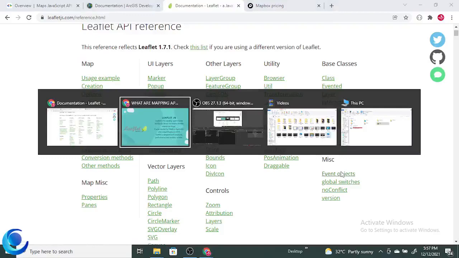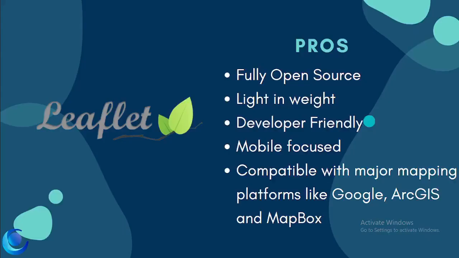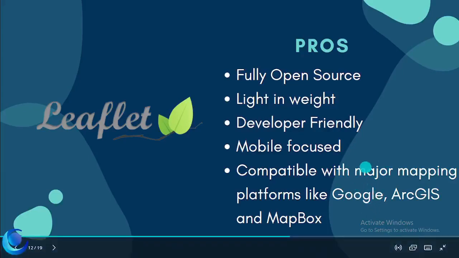Now let's go back and look at the pros and the cons. So it's fully open source, and it's light in weight. Like I told you, it weighs just about 30 kilobytes. Once you get the CDN for CSS and JavaScript, you are good to go. It's very developer friendly, and so it's ideal for developers who want 100% customization and all their freedom. It's mobile focused, so it's cool when you want to build mobile apps with it. Then it also connects with other mapping platforms and APIs like Google, ArcGIS, and Mapbox.